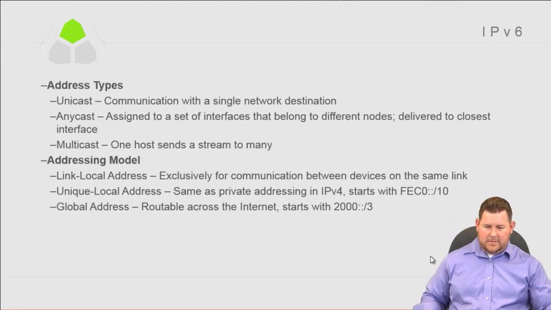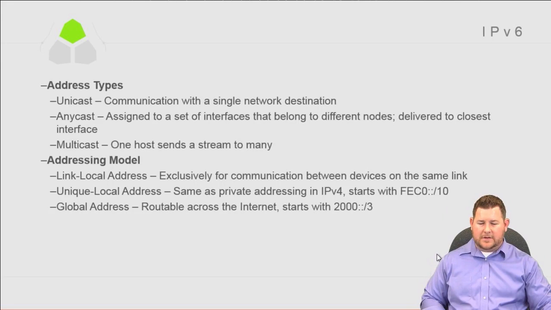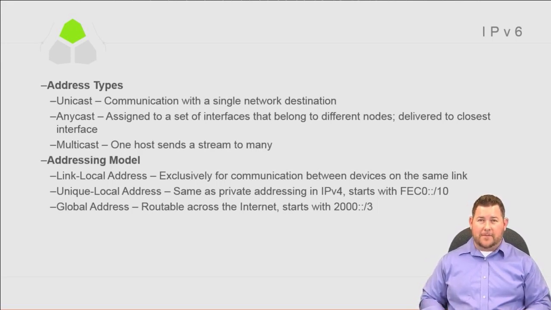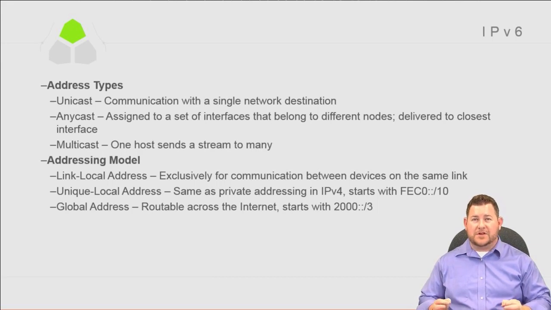Moving on. So the addressing model here, you have 3 different types of addresses. You have link local addresses, which are basically for communication only on the link, as it would be described, link local. Let's say you have a router and a switch that want to communicate together, and they have a specific address for doing that, and that's called a link local address.